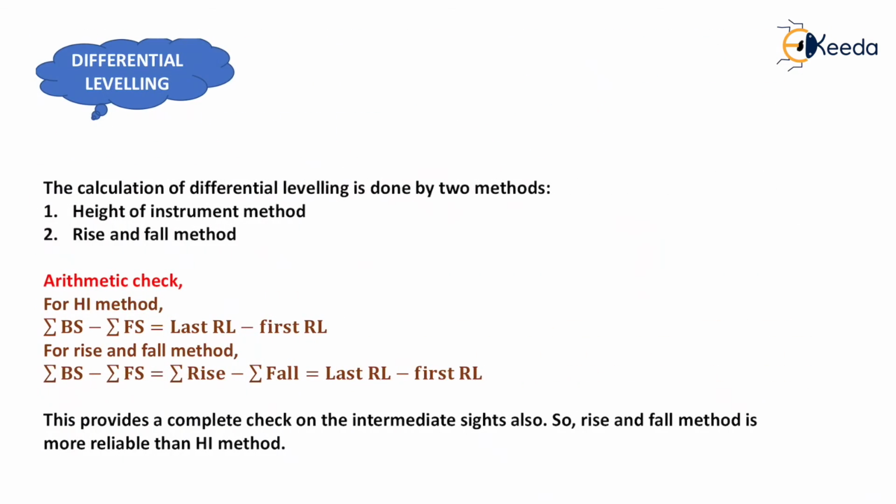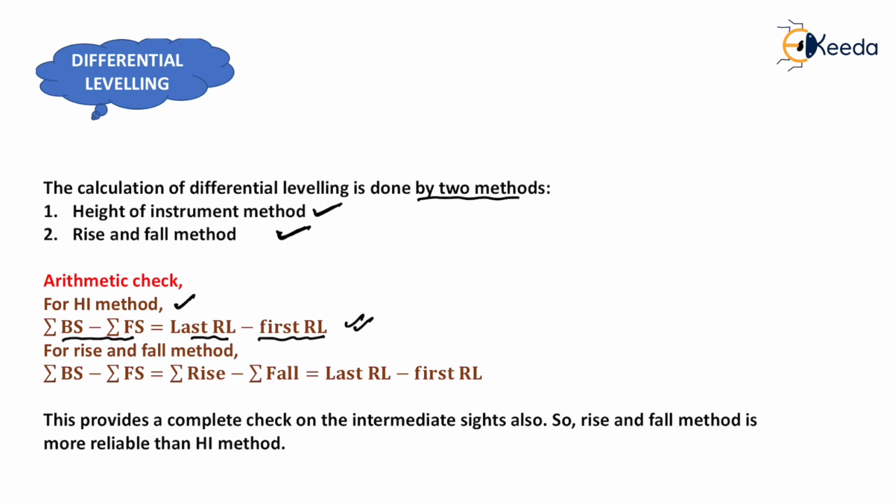Now the calculation of differential leveling is done by two methods. The first one is height of instrument method and the next one is rise and fall method. Now we will see both the methods in detail with particular examples in our further lectures. Now in these two methods there will be arithmetic checks. For height of instrument method, the check will be summation of backside minus summation of foresight is equals to last RL minus first RL. Now if this condition holds, then our calculation is correct. Otherwise we need to calculate the whole numerical once again.